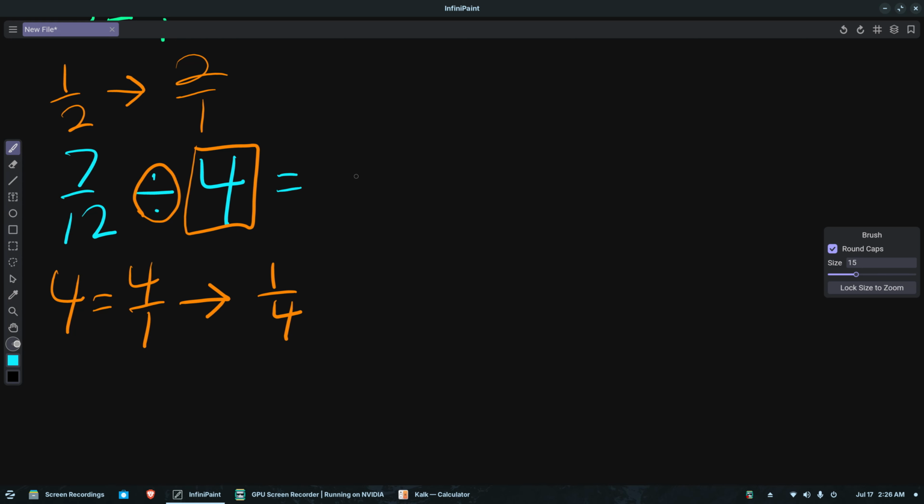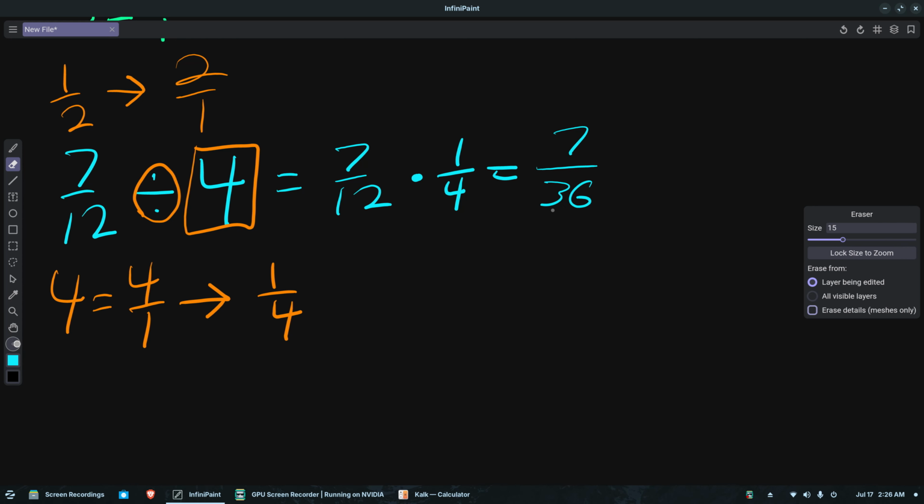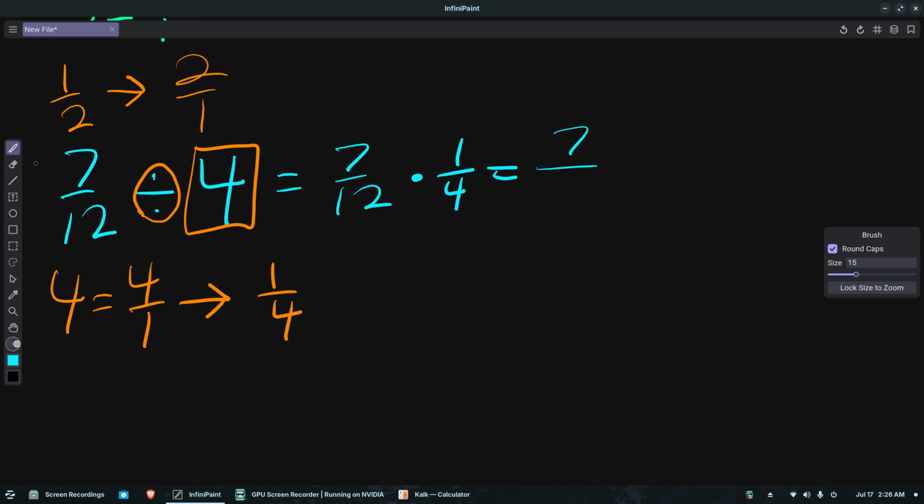So 7 over 12 divided by 4 is going to equal 7 over 12 multiplied by 1 over 4, and we just multiply fractions. So 7 times 1 equals 7. 12 times 4 equals 36, and this cannot be... Actually, I made a mistake. 12 times 4 does not equal 36. 12 times 4 actually equals 48. My mistake. But this is going to be our final answer, 7 over 48.